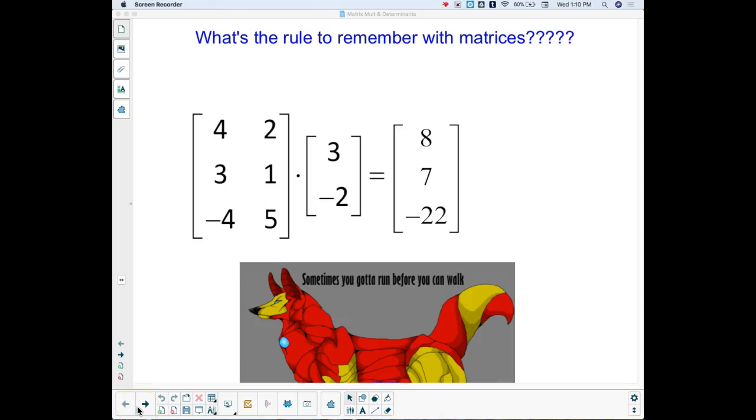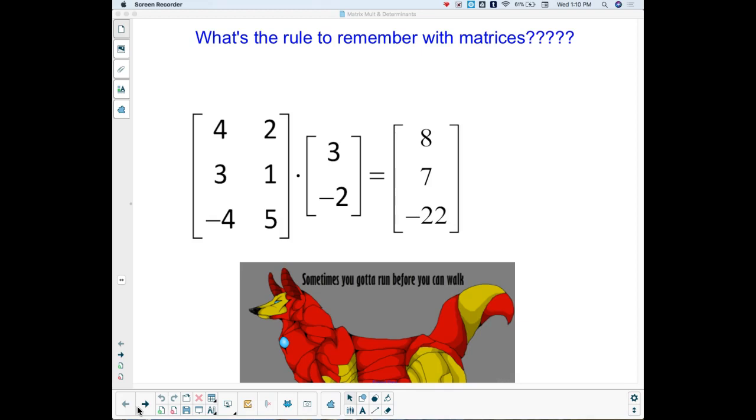So from Friday, what is the one thing that we asked you to remember about matrices from Friday? That you have to have the same rows and columns. I think that's what they call it. In order to add and subtract the matrices.